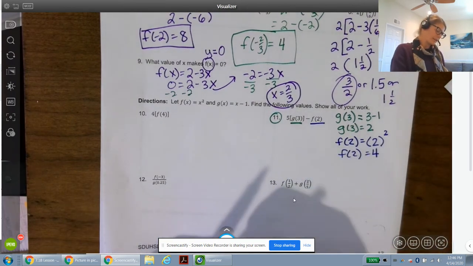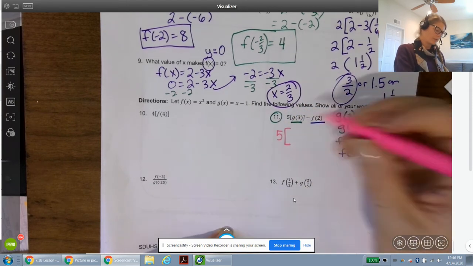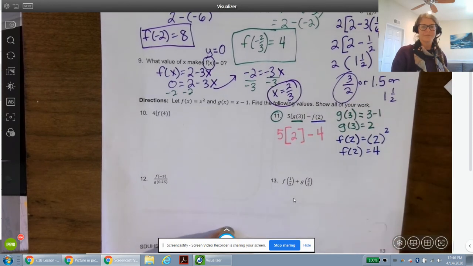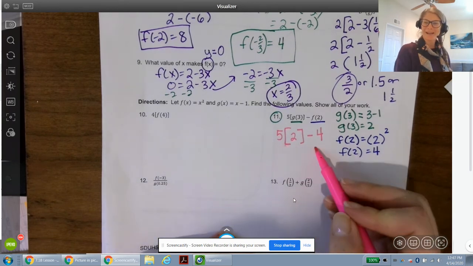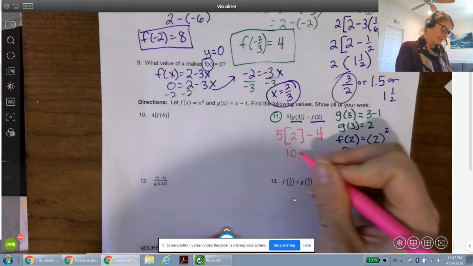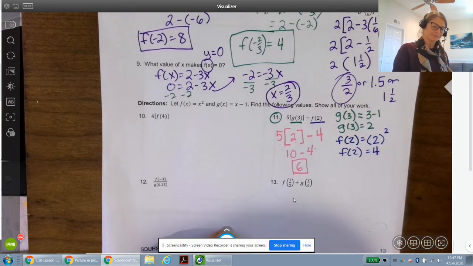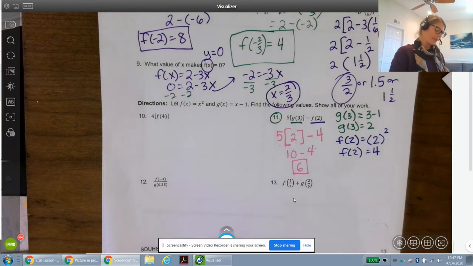So now that just means that this is 5 times g of 3, which is 2, minus f of 2, which is 4. Could you have done this in 6th grade probably? Order of operations, multiplying comes before subtraction. 5 times 2 is 10. 10 minus 4 is 6. Excellent work, mini mathematicians. You go ahead and finish 10, 11, 12, and 13. Pause the video and we'll go over it when you're done.